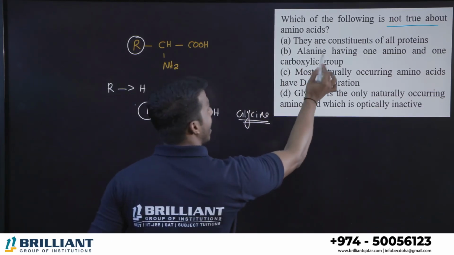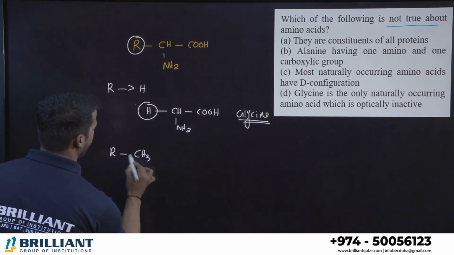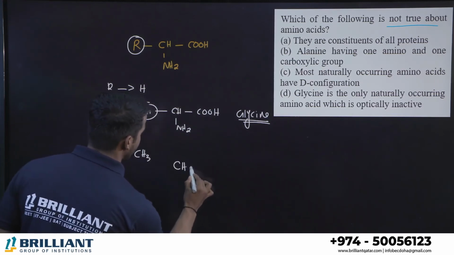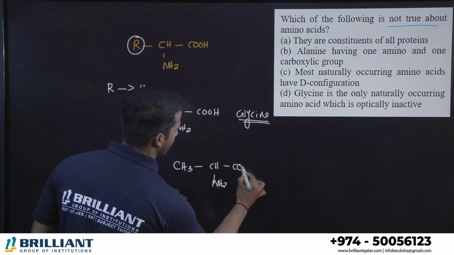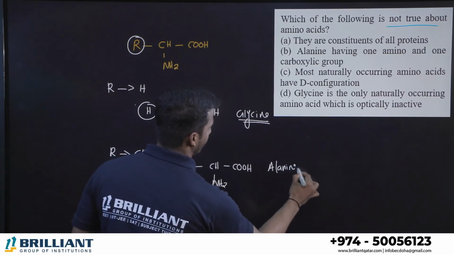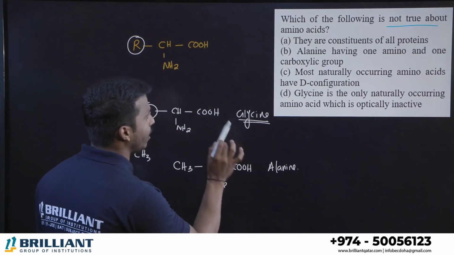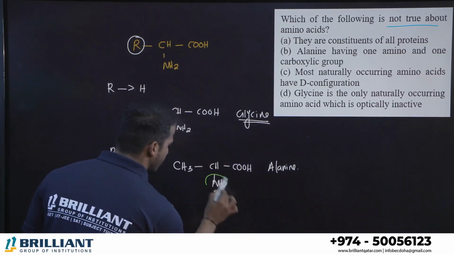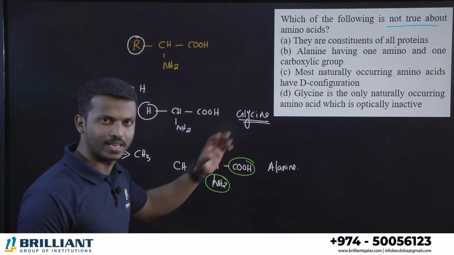But we need alanine. What is alanine? The R group is a methyl group. Let me place CH3, CH, NH2 and we have COOH. This is called what? Alanine. Okay, come to the answer. Alanine having one amino group. Yes. And one carboxylic acid. Correct. It's a correct sentence.